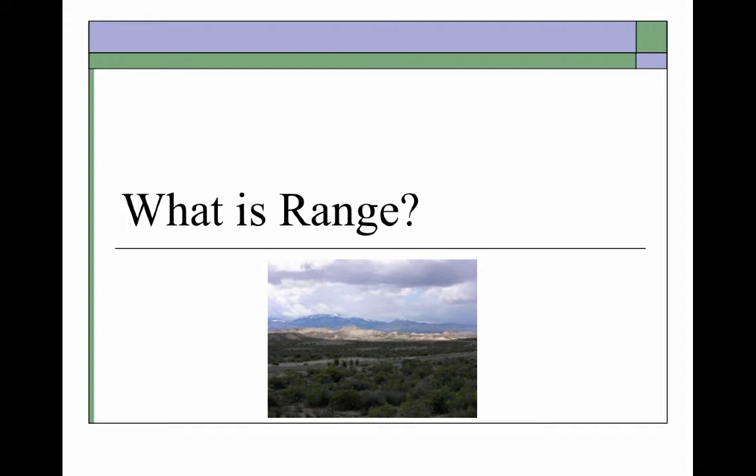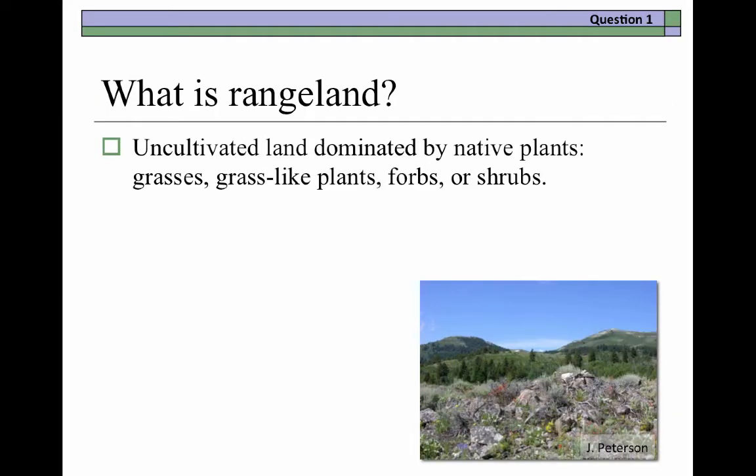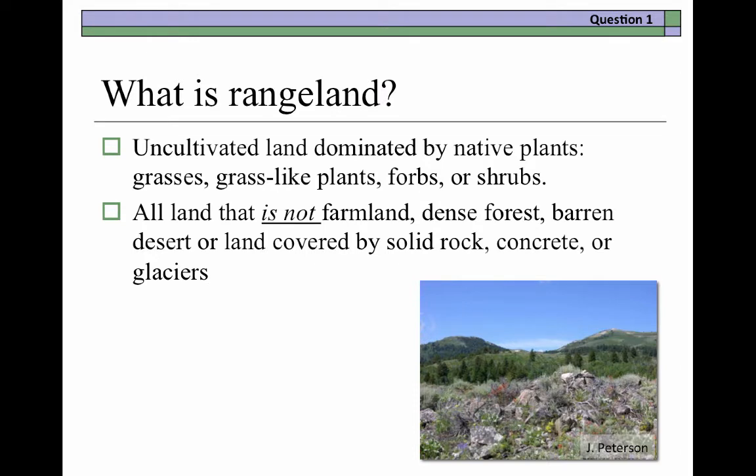Alrighty, folks. So now we're going to start talking about what this class is really going to focus on. What is rangeland? Rangeland is defined as any land that is uncultivated and dominated by native plants. Native plants can be in the form of grasses, grass-like plants, forbs, or shrubs. In addition, rangeland is going to be all land that is not farmland. It's not intensively farmed, not intensively cultivated, no irrigation.